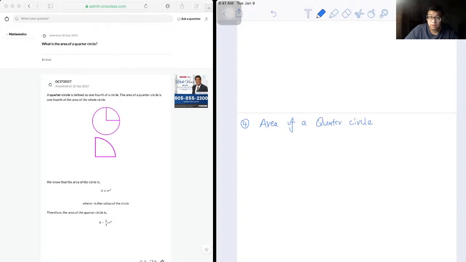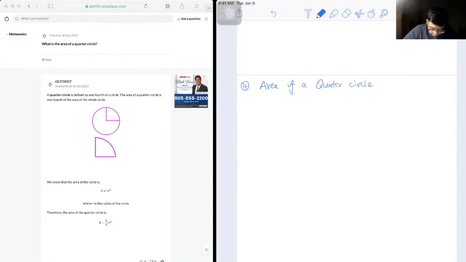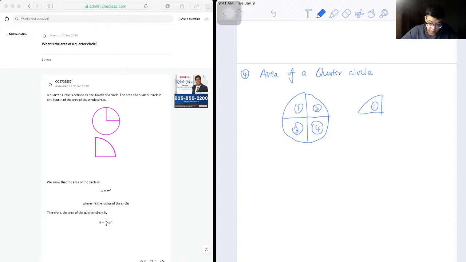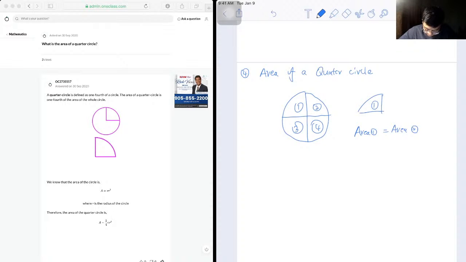I'll draw a diagram just for better illustrating. So we divide this into 4 pieces. So number 1, number 2, number 3, and number 4. And we just need to take any one of them. It will be a quarter circle. And note that the area of quarter 1 is equal to the area of quarter 2, equal to the area of quarter 3, equal to the area of quarter 4. Yeah, so these are all equal.